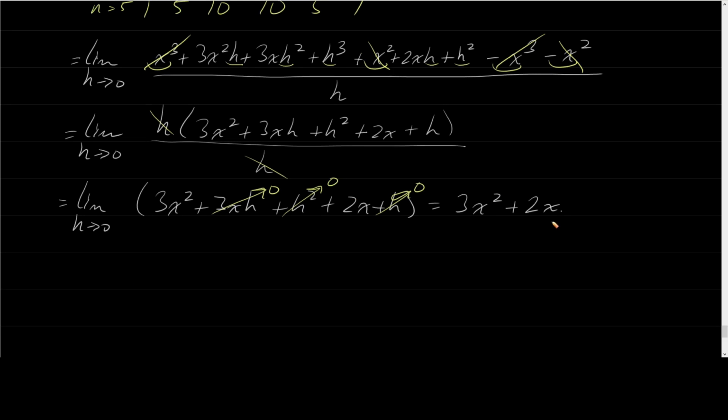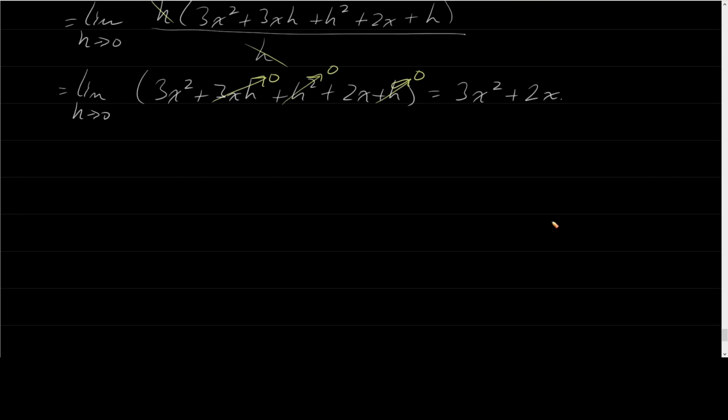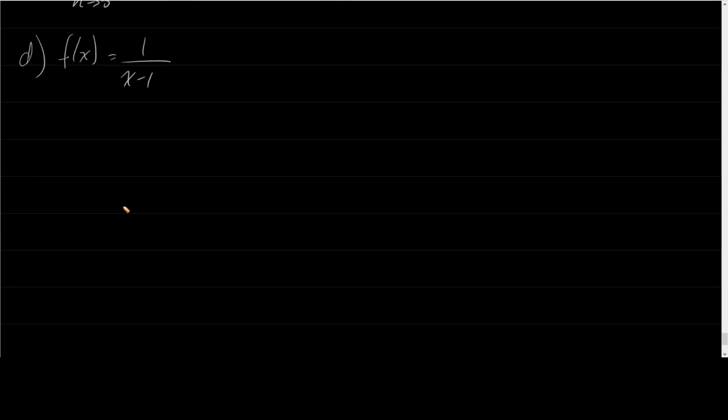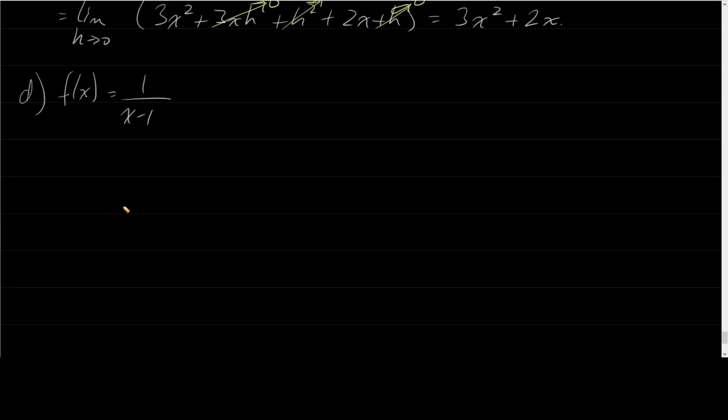All right, let's do another one. That was C. Let's do D. Let's say that I have f of x is equal to 1 over x minus 1. So in here, we know what the limit definition of our derivative is.